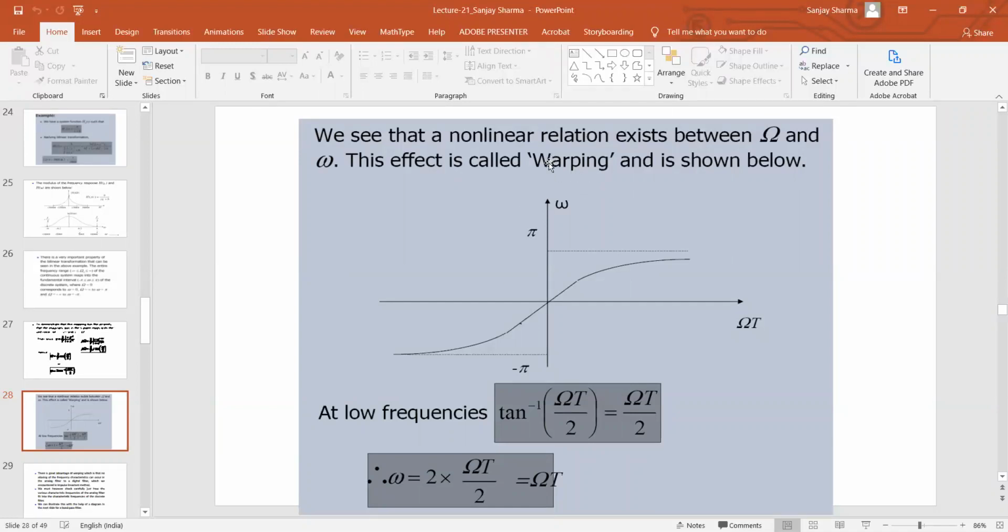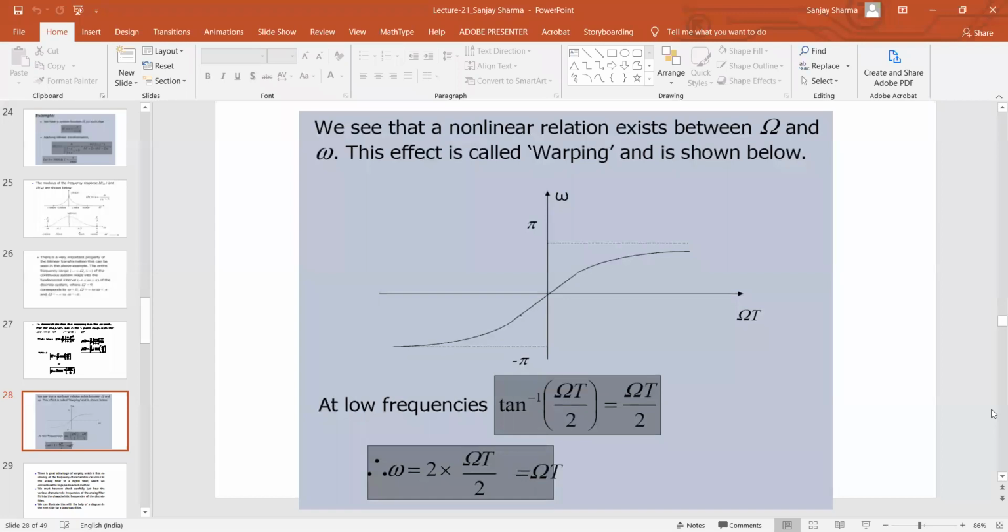Because bilinear transformation will warp the frequencies, we will do the compensation and we will pre-warp. What is pre-warping? We will increase the frequency. I will explain what pre-warping is. That is basically the compensation that we will apply. Using the example, I will explain.